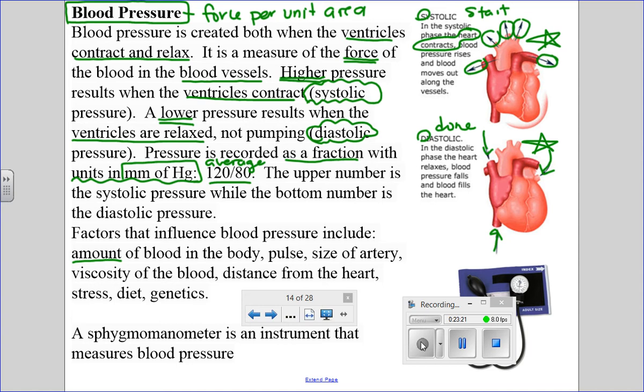If you donate blood, promo here, December 3rd, I'm pretty sure is our next blood donor clinic, and if you are 17, you are allowed to donate blood.